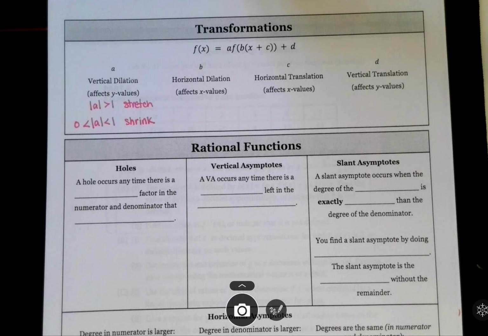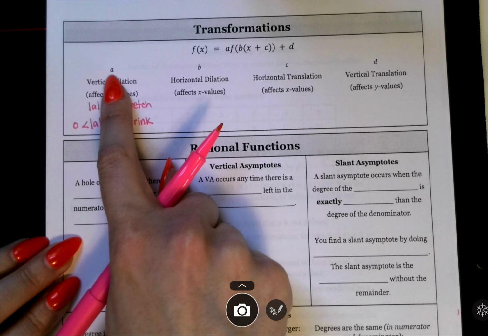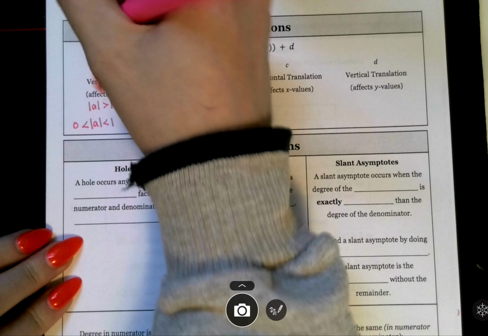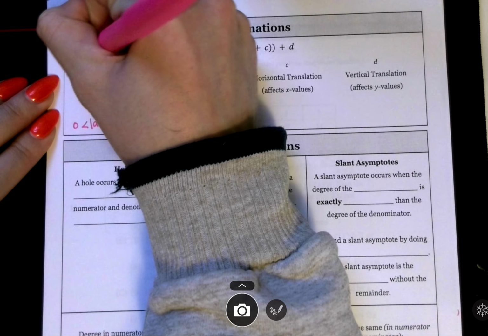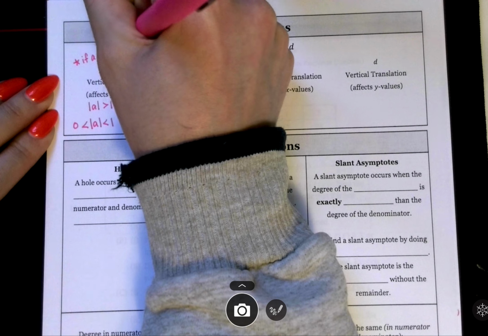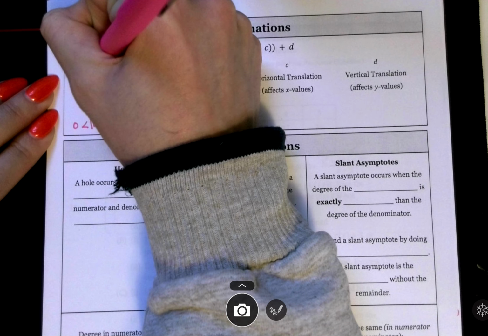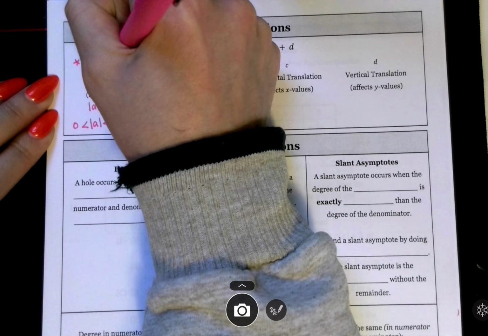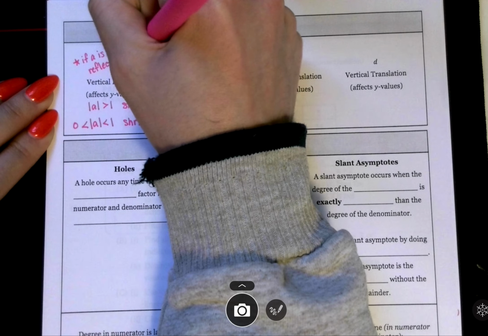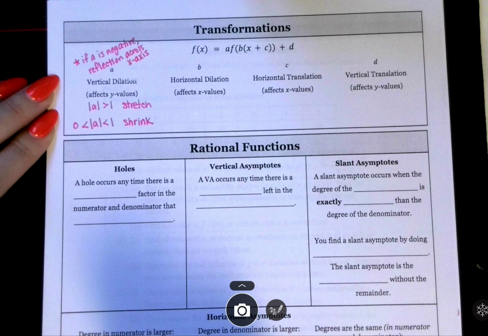The reason I'm using absolute value is because if A is negative, then there is a reflection across my x-axis. So I'm going to make a little note up here. If A is negative, we have a reflection across the x-axis.